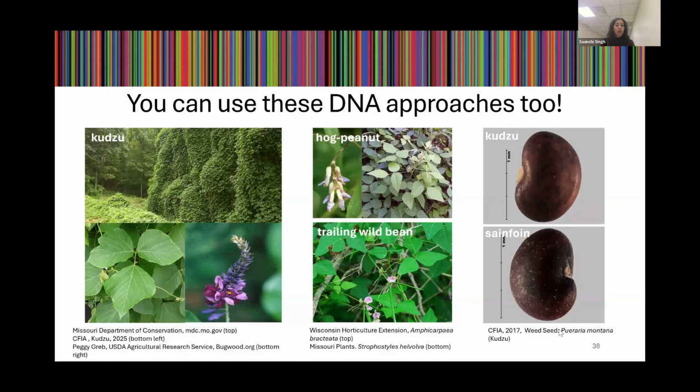You could also use these approaches to distinguish invasive kudzu, the vine from the south, from species like the hog peanut or the trailing wild bean in their early life stages, which is when it's extremely hard to distinguish between these species. Or you could use these to distinguish kudzu seeds from similar-looking seeds, which to me right now look pretty similar in the rightmost image.